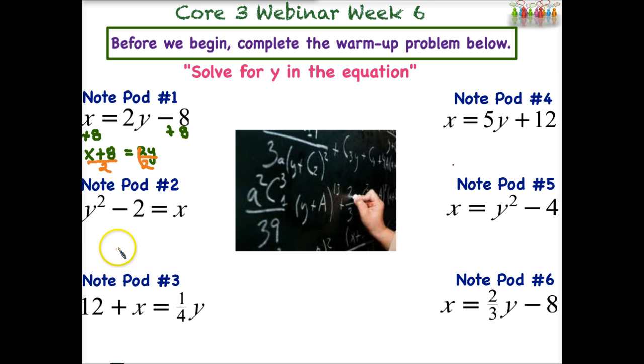All right, Bree, let's see. You've got y squared minus 2 equals x. So very good, you added 2. Okay, so it looks like this. You added 2, nice job. And then you got y squared equals x plus 2. And then you took the square root. Excellent job. And actually you have the right answer.